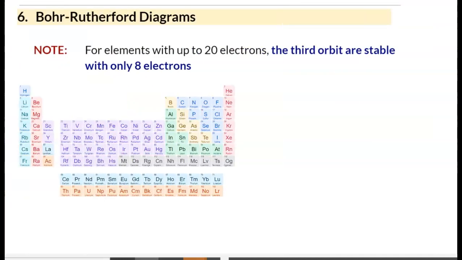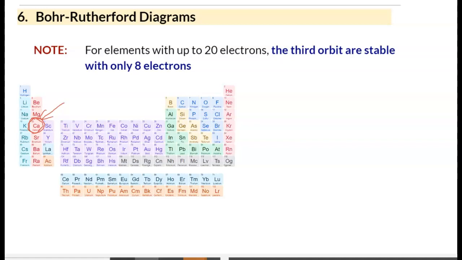So what you need to know for this year is that when we look at the first 20 elements, we're going to stop at calcium here, because calcium kind of marks the spot beyond which we end up looking at the transition metals. And you've heard me mention in class that once you get to the transition metals, things get a little bit wonky. And so we're going to leave that discussion to grade 12.